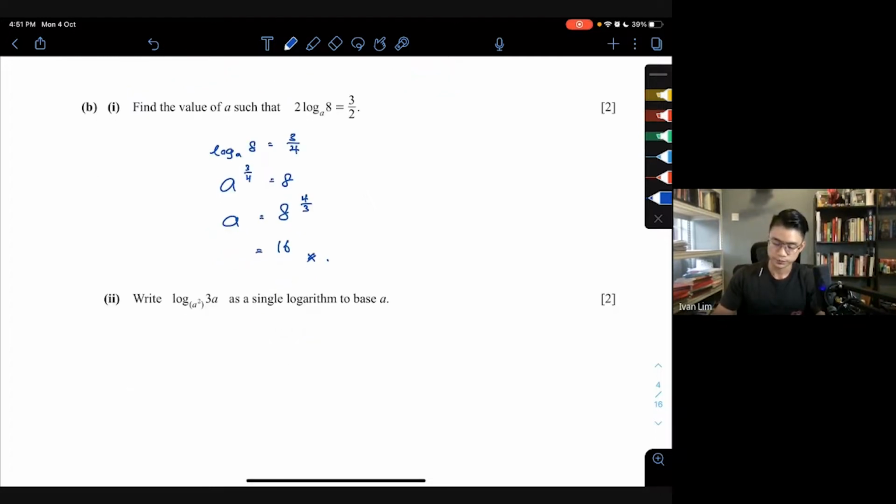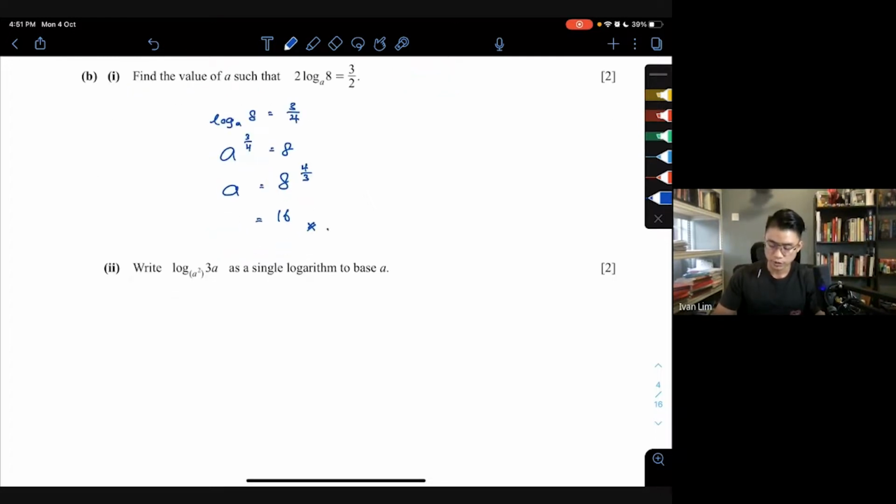2-mark question. Last one, write log base a squared of 3a as a single log to base a. Single log to base a means log a, then the whole thing, one argument. That means I want one term of log a only, and then one argument. Also I want it in base a. So we have to change our base first. The first step, log a 3a over log a a squared.